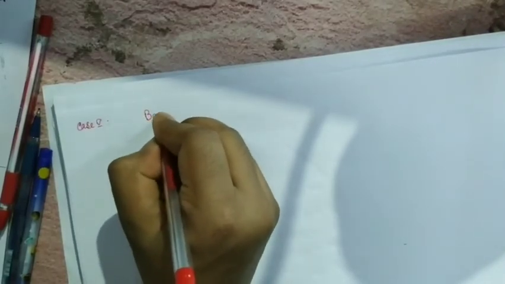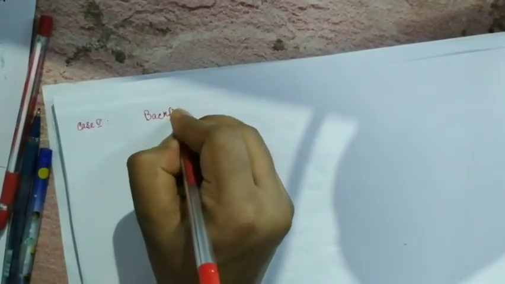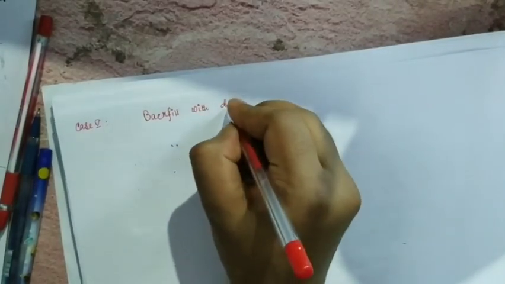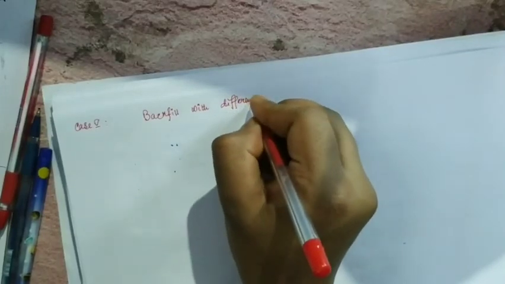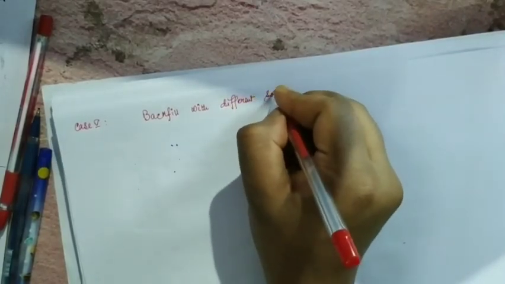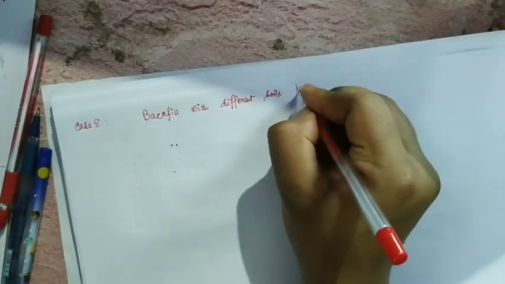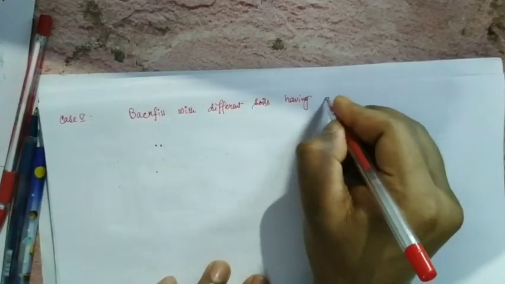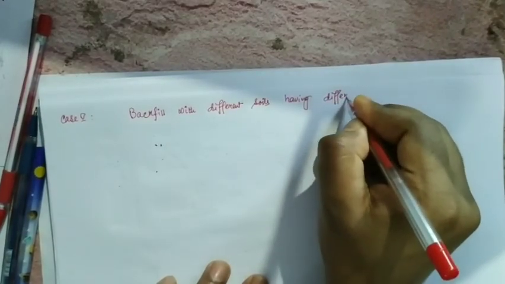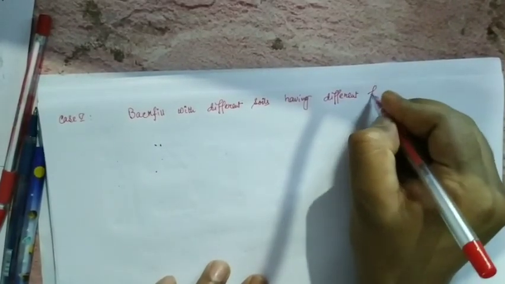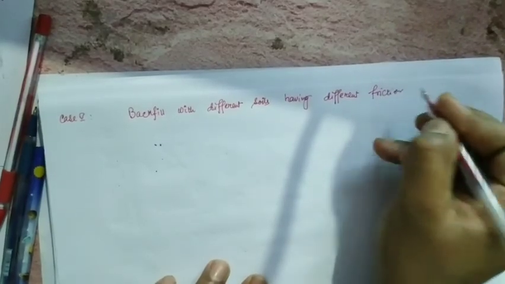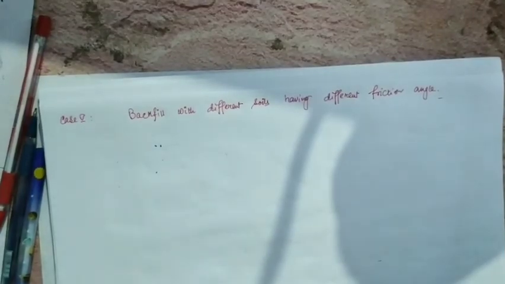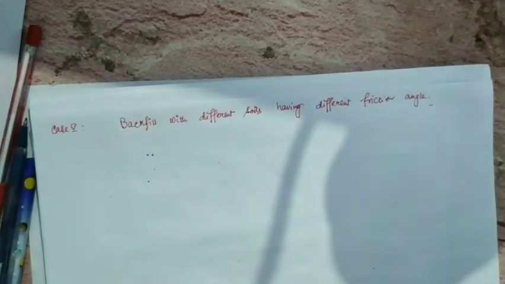Case 5: backfill with different soils having different friction angle. It's the last case problem related to this topic.